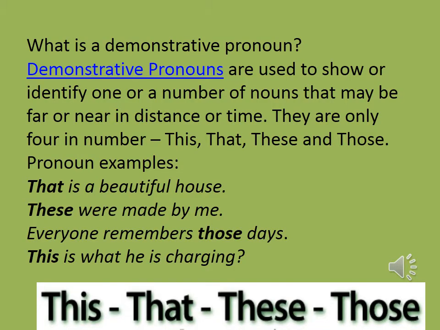The next kind of pronoun, children, are demonstrative pronouns. Demonstrative pronouns are used to show or identify one or a number of nouns that may be far or near in distance or time. They are only 4 in number: this, that, these, and those.